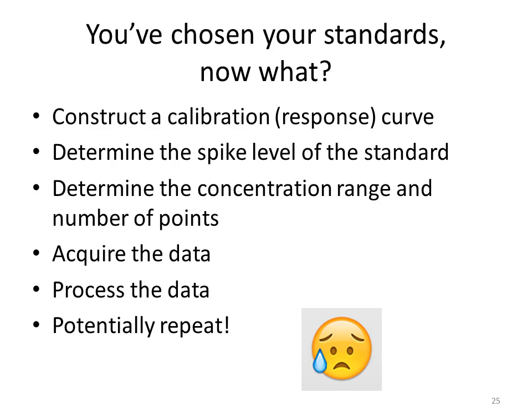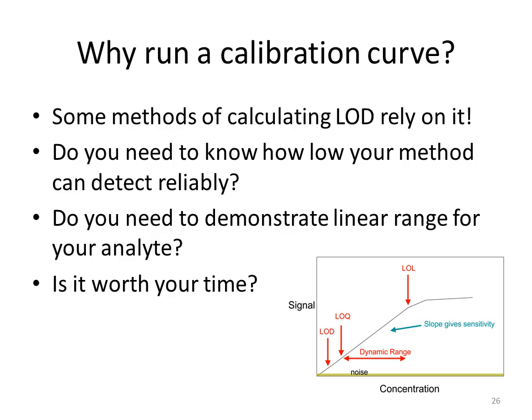So you've chosen your standards. Now what do you do? Construct a curve. So there are things that you need to think about, like what spike level will I use of my heavy? How many points do I need to make for a response curve or a calibration curve? Then you have to acquire the data, then you have to analyze the data, and then you may actually have to repeat all that process because you didn't do it right the first time. And that makes you sad. Maybe not. So why run a calibration curve?